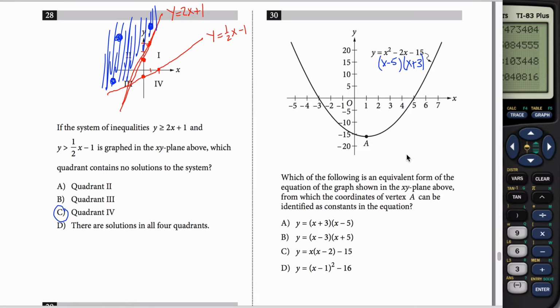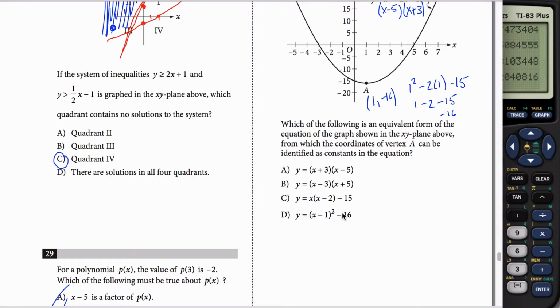The way you can prove that is its y-coordinate is what comes out when you change all the x's into 1's. If I do 1 squared minus 2 times 1 minus 15, I get 1 minus 2 minus 15, which is equal to -16. So this point right here is at +1, -16. So what I'm looking for is which of these have a +1 and a -16 in them. Hey, D does. This doesn't, this doesn't, this doesn't. My answer must be D.